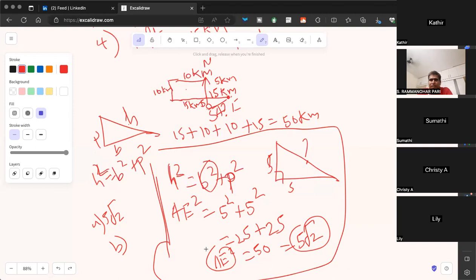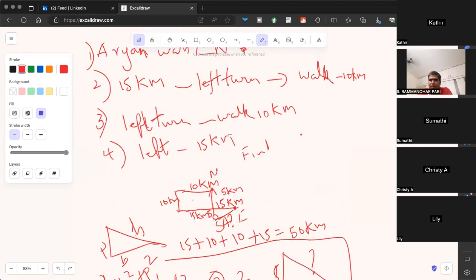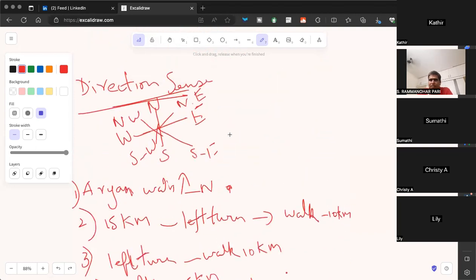Clear? Okay, sir. So what is Pythagoras theorem? Can you tell me? H square equal to B square plus P square. Okay. B stands for base. And P stands for perpendicular. And H stands for height. Okay. Now, in case you should not get confused, this is a right triangle.